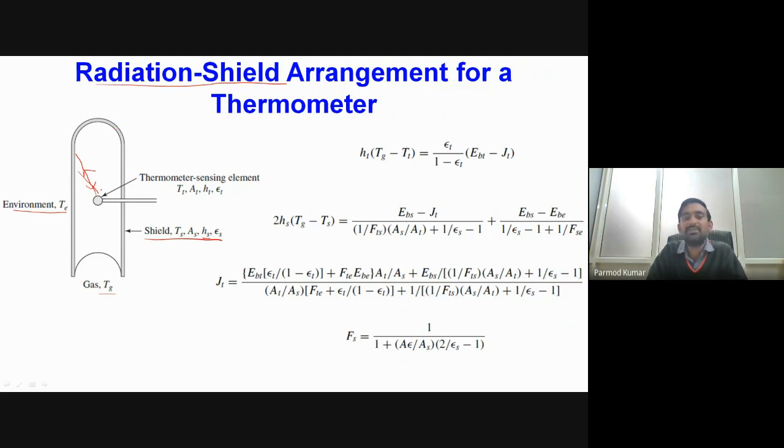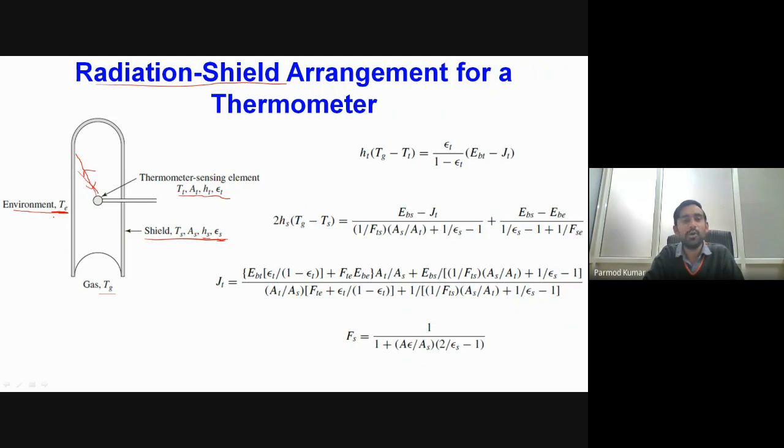So obviously there will be some convection heat transfer from the shield surface to the gas. So for that we are considering convective heat transfer coefficient as Hs, and epsilon s as the emissivity of the shield surface. And corresponding to the thermal sensor element, we are considering Tt, At, Ht, and epsilon t as similar parameters. And for the environment, we are considering that the temperature of the environment is equal to TE.